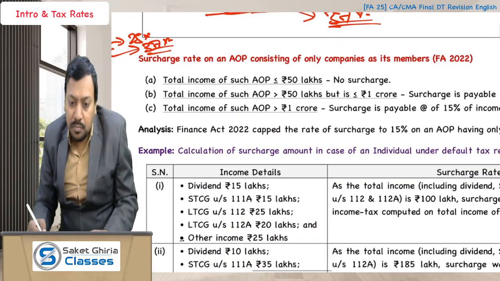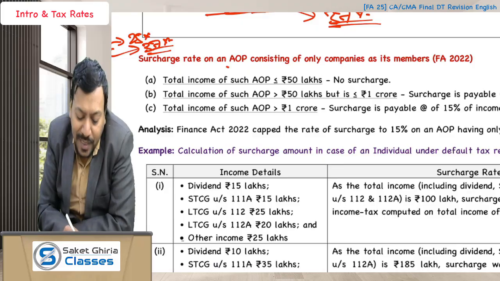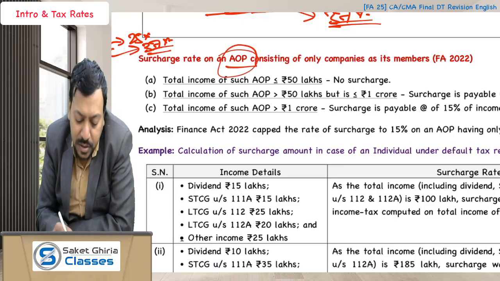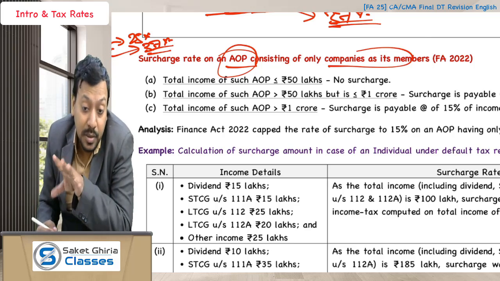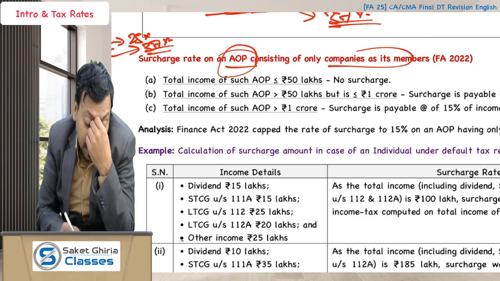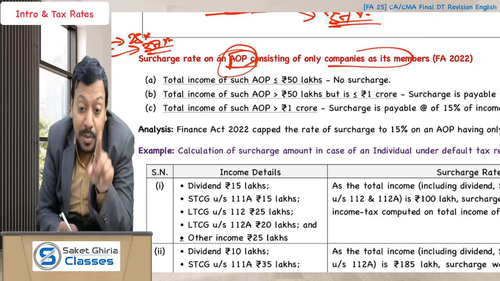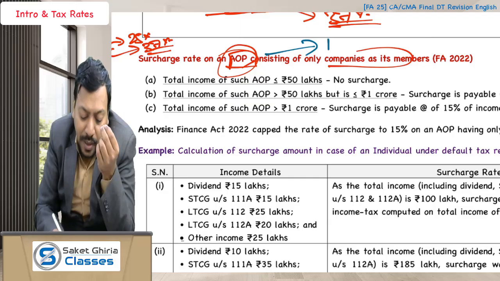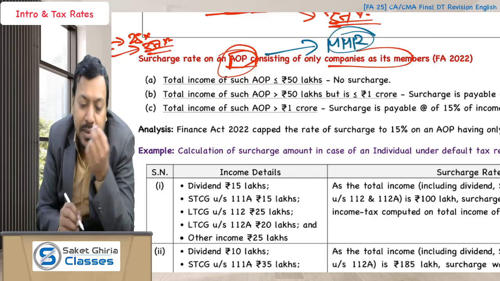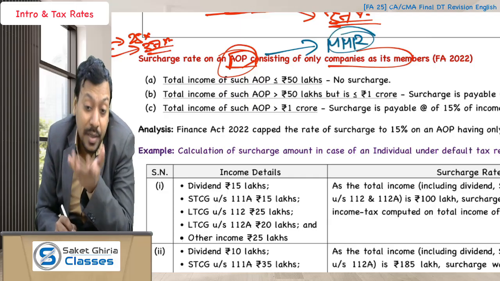But there is one more aspect. If you are an AOP consisting only of companies as its members, dear friends, remember, then the AOP is subject to tax at the maximum marginal rate, which is already very high.